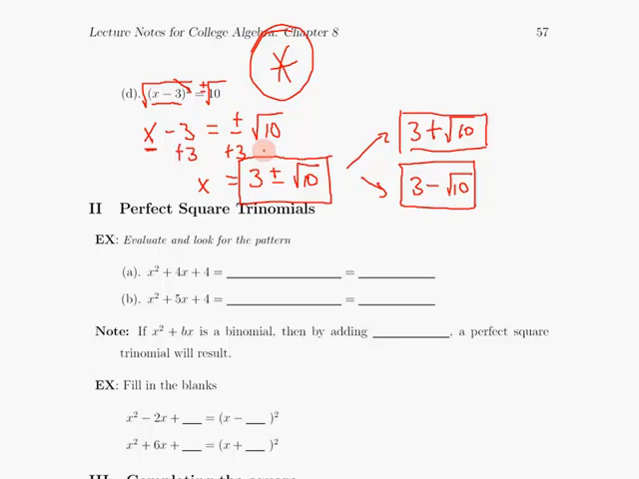Okay. So, in order to do the complete the square technique, we need to talk about something called perfect square trinomials. Perfect square trinomials. These are patterns that we need to be able to recognize.